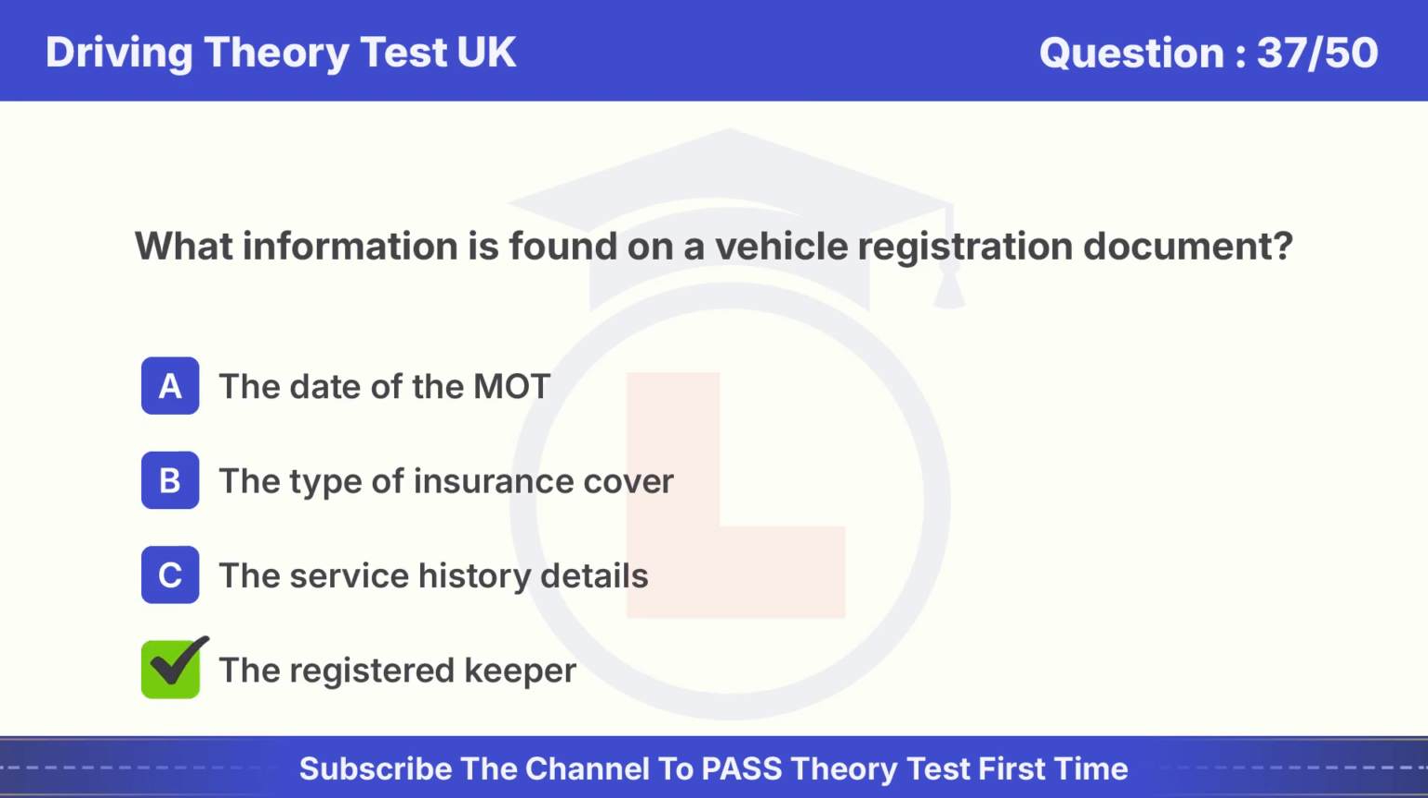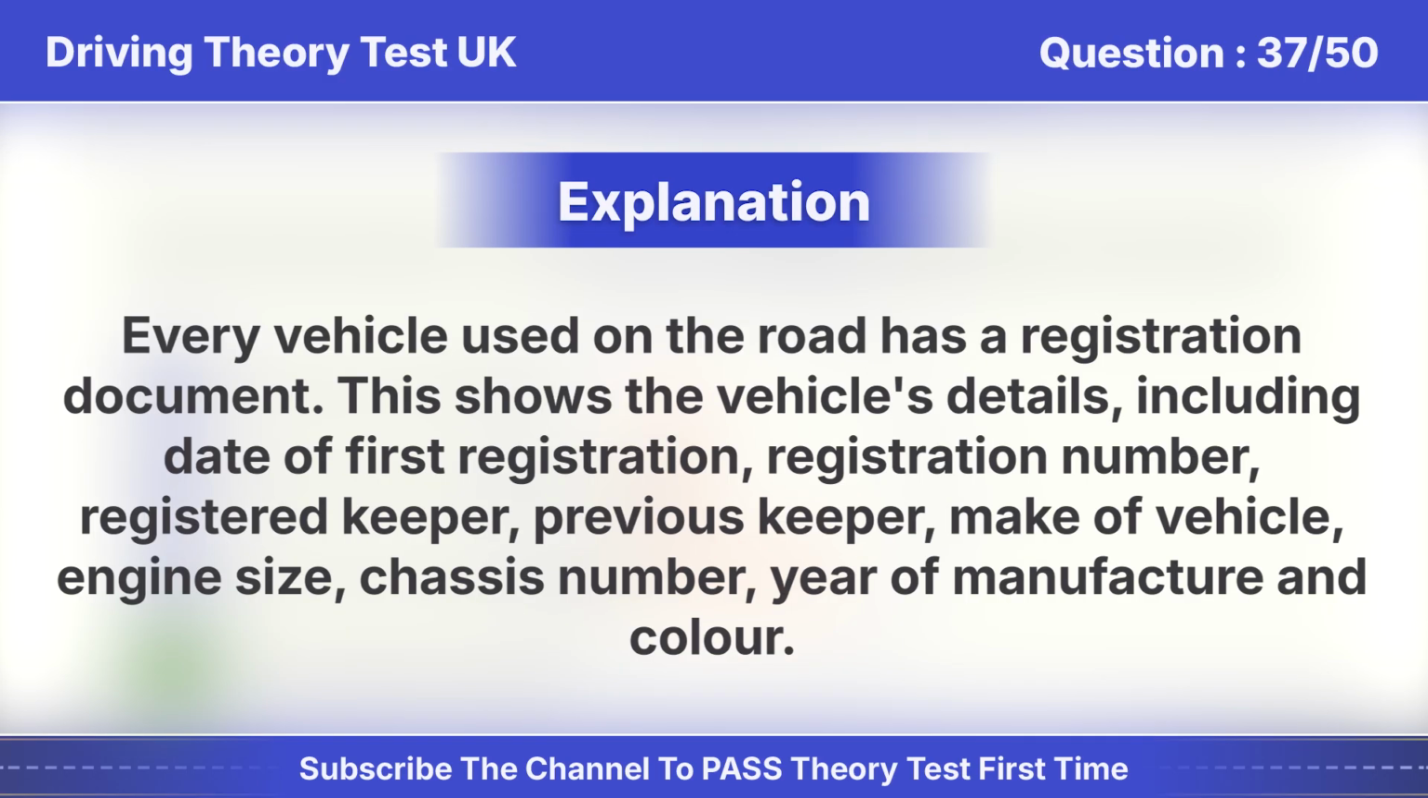Answer is D. The registered keeper. Every vehicle used on the road has a registration document. This shows the vehicle's details, including date of first registration, registration number, registered keeper, previous keeper, make of vehicle, engine size, chassis number, year of manufacture and color.